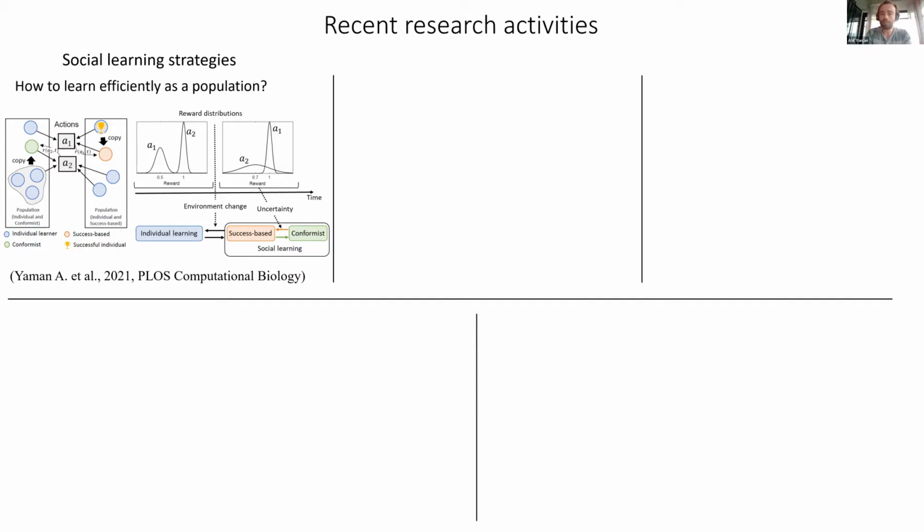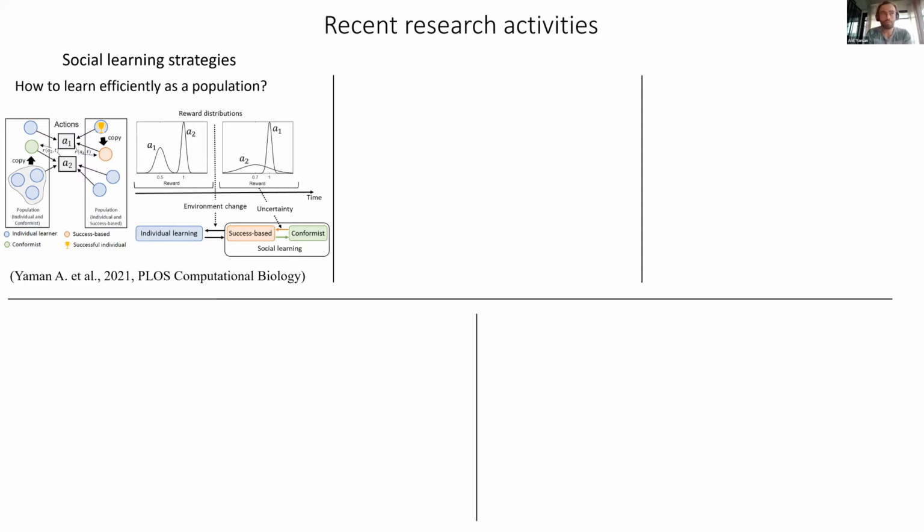So the question here was how to learn efficiently as a population. Here we are considering a population of individuals that can learn during their lifetime. And in nature, different strategies emerged for learning. Individual learning is one thing. For example, they can learn during their lifetime by trial and error. This is modeled in systems as, let's say, reinforcement learning. But also in nature, especially in social living animals, social learning emerged or evolved.